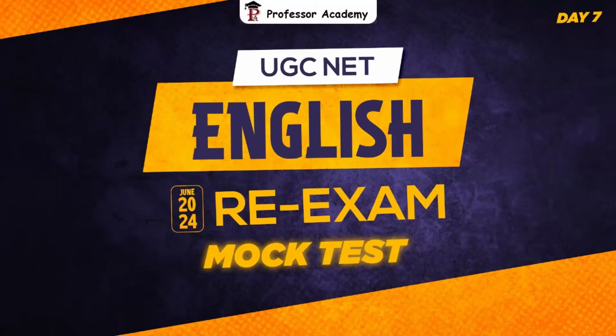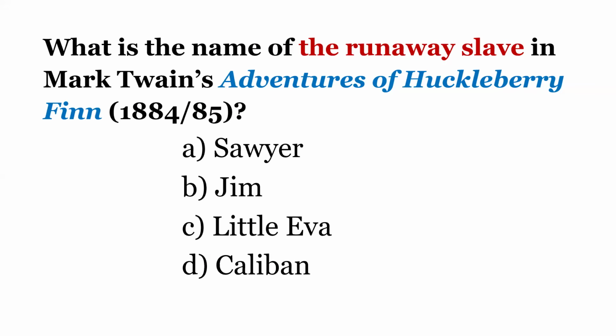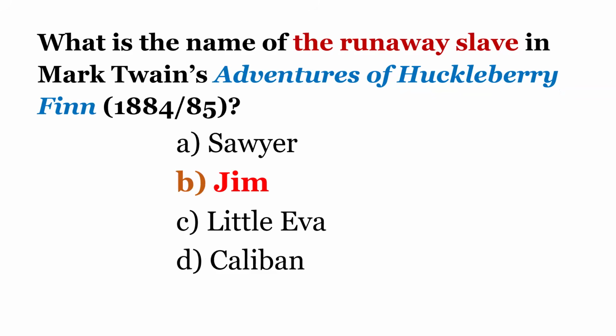So question 1. What is the name of the runaway slave in Mark Twain's Adventures of Huckleberry Finn? Option A, Sawyer. B, Jim. C, Little Eva. D, Caliban. It's a bit straightforward question and an easy one. Answer B, Jim.